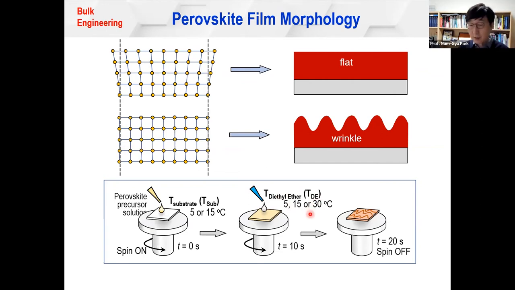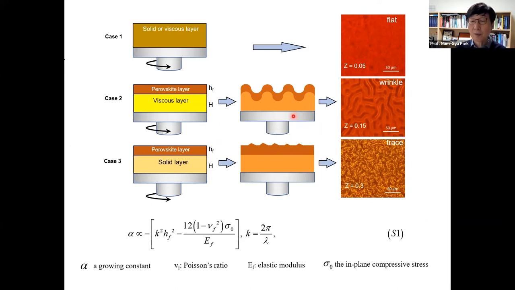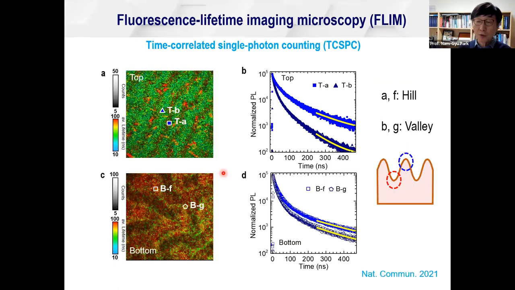And then you make a variety of wrinkle morphologies depending on the composition here. And this wrinkle morphology can be explained by a simple solid elastomer bilayer model used for polymer wrinkle morphology. And interestingly, we found that in this wrinkle morphology, the heel site has a longer carrier lifetime as compared to the belly side. This is good for charge transport and protection of recombination in the thicker layer.